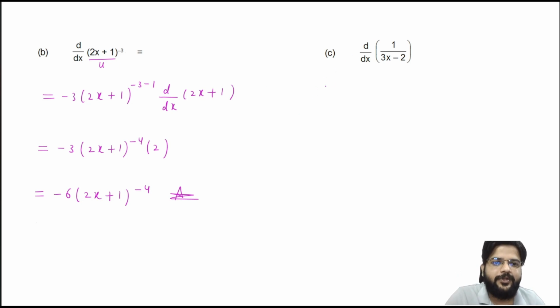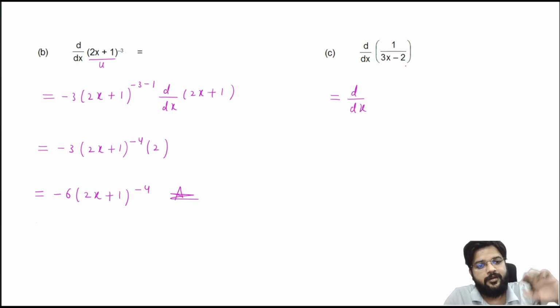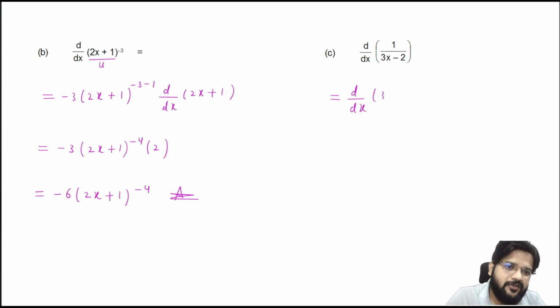Now see one more example, everyone. Here we want to differentiate 1 by (3x minus 2). How can we do it? Can I write 1 by (3x minus 2) in the inverse form? So it is (3x minus 2) power minus 1. Correct? Now here we have an algebraic function. So differentiate this. Here we will again apply the power chain rule.